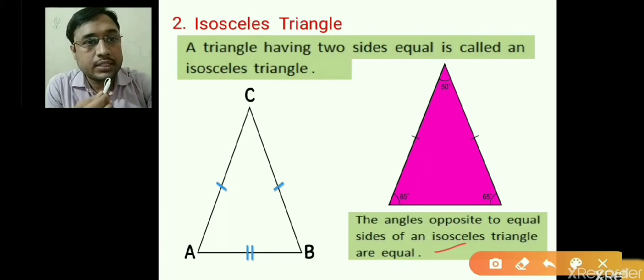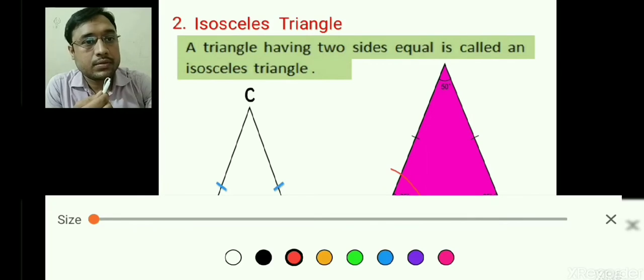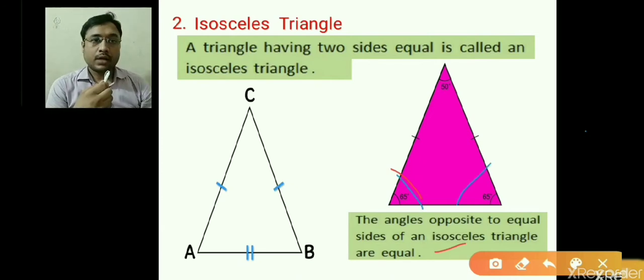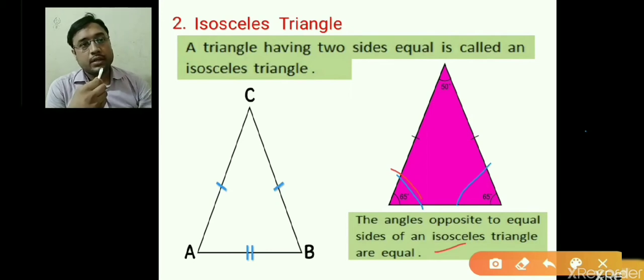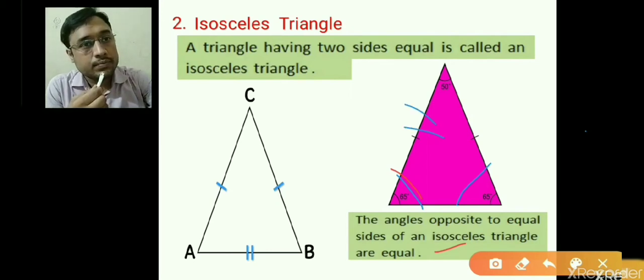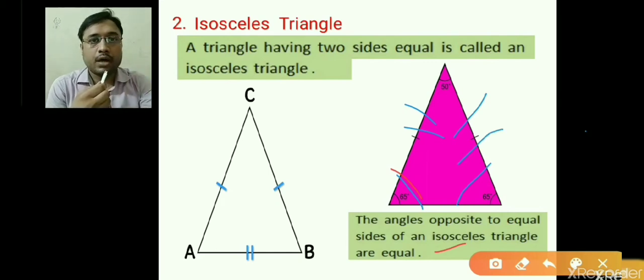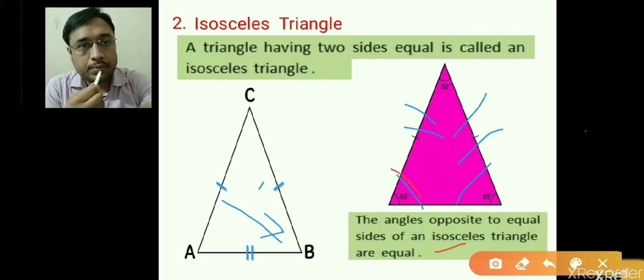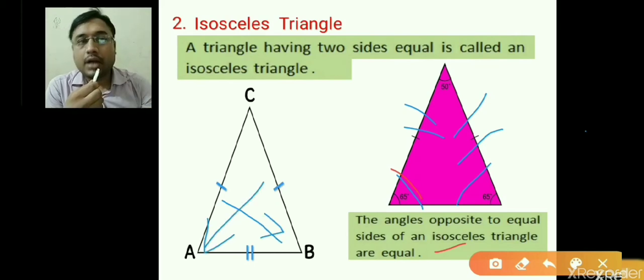Here you can see this angle is 65 degrees, and this angle and this angle are 65 degrees and 65 degrees. So this shows that because these two sides are equal, the angles opposite to them are also equal. That means the angle opposite to this side and the angle opposite to this side are equal.